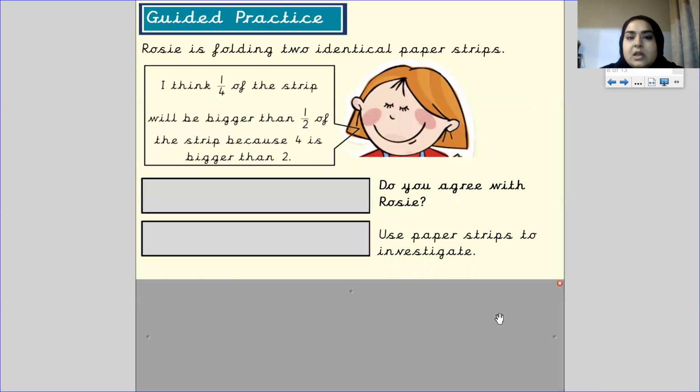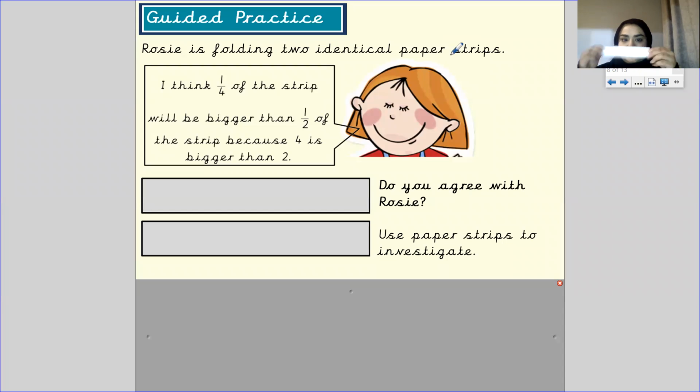Now, guided practice number 4. Rosie is folding 2 identical paper strips. I think 1 quarter of the strip will be bigger than half of the strip because 4 is bigger than 2. Do you agree with Rosie? Okay, or do you not? Pause the screen now and work it out. So now you should have used paper strips for it by yourself.